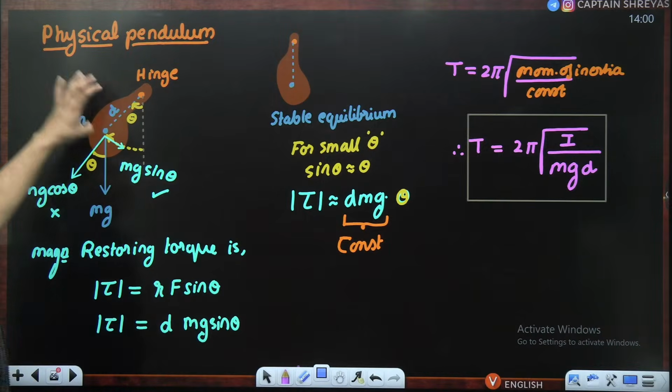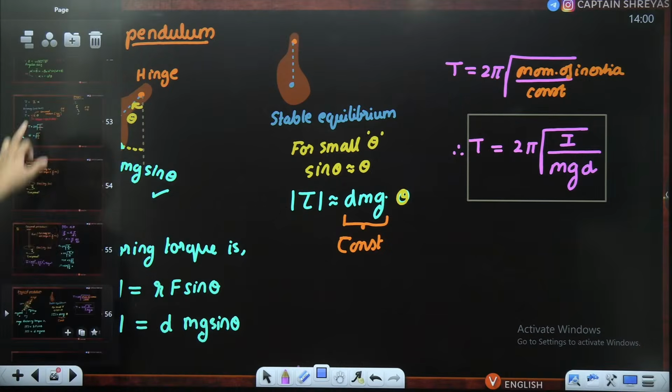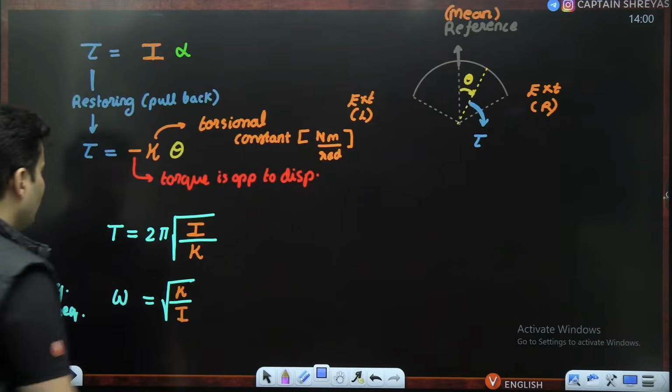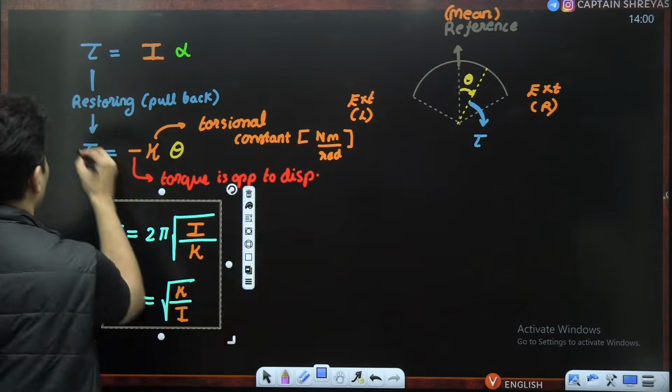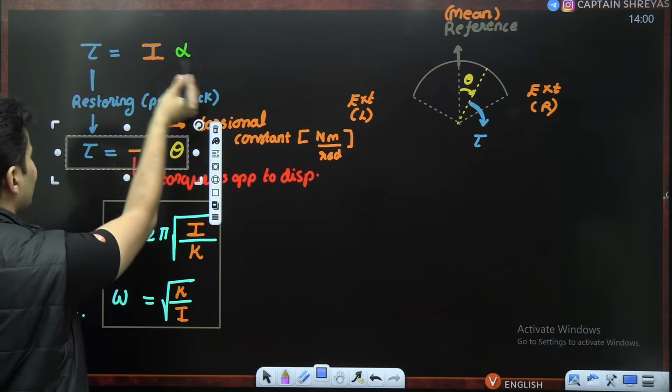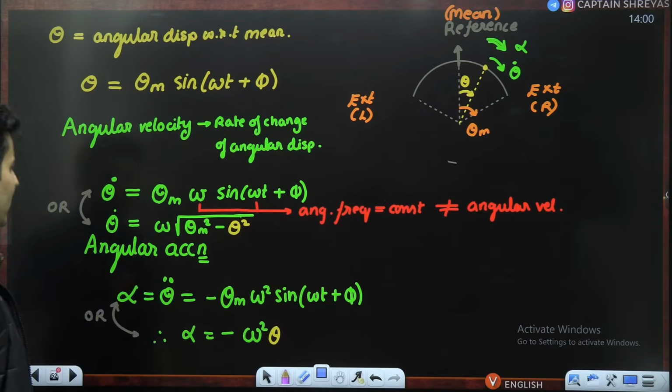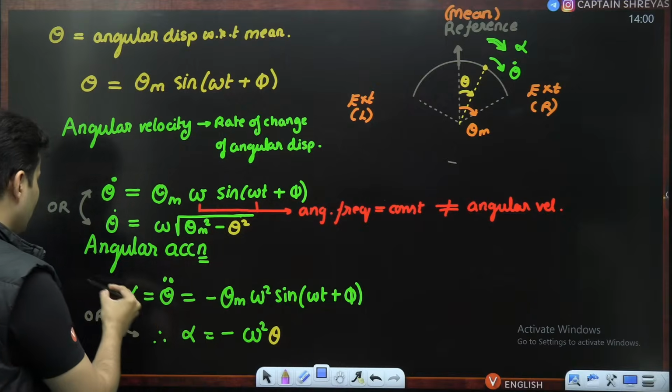Cool. So this is how you find the time period. All these other formulas were also very important, what I've blocked over here. Torque is minus k theta. This you know from Newton's law in rotation. All these are standard formulas again.